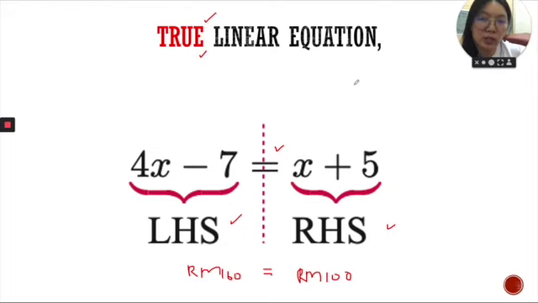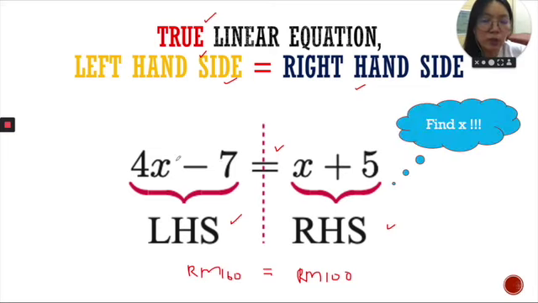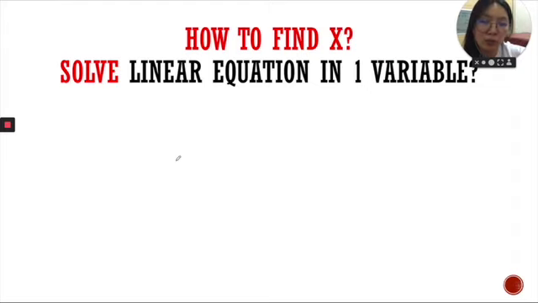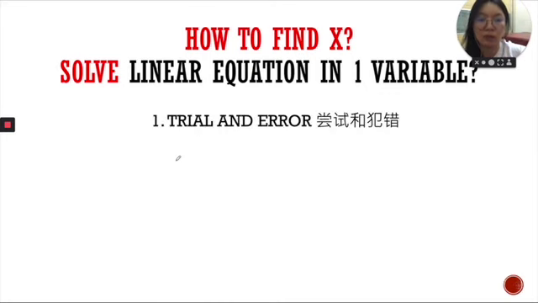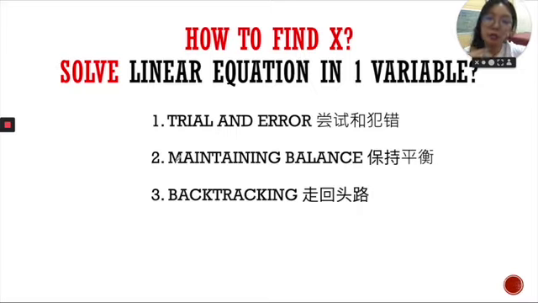So for a true linear equation, the left hand side value has to be equal to the right hand side value. And with this, we are able to find what is x here. So the next thing we have to learn is how to find x and solve the linear equation in one variable. So there are three methods. First, you can try and error, 尝试和犯错. Or second method, maintaining balance, 保持两边的平衡. Or the third method is called backtracking, 走回头路. Let me show you how.